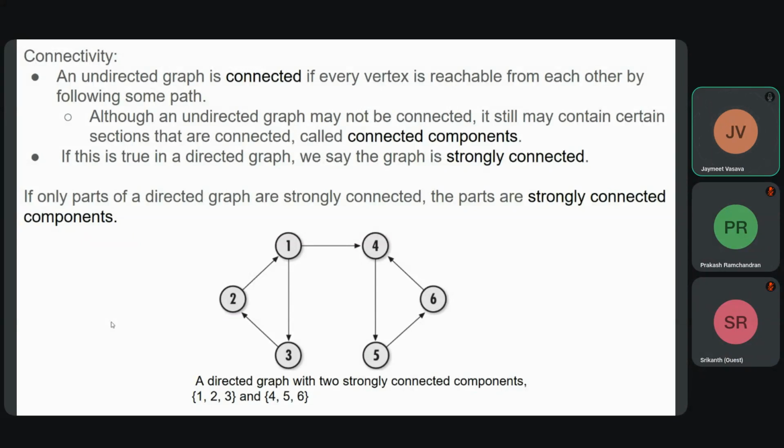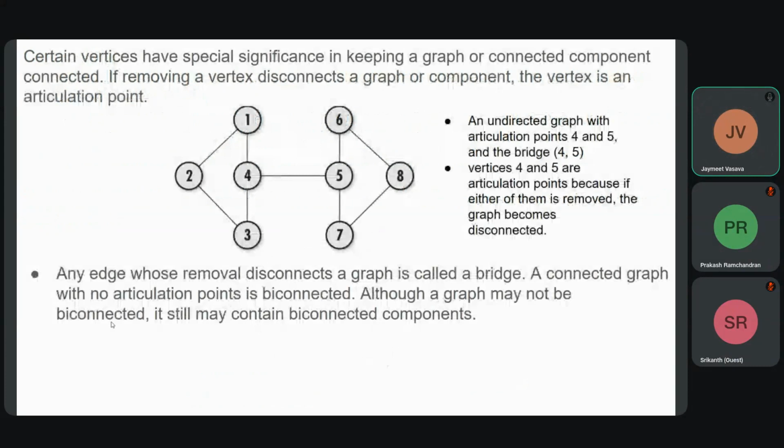You can see in the image that we have strongly connected components 1, 2, 3 and 4, 5, 6, and it's a directed graph. Certain vertices have a special significance in keeping a graph or connected components connected. Here we will see it in terms of an undirected graph. Any edge whose removal disconnects a graph is called a bridge, and a connected graph with no articulation point is bi-connected.